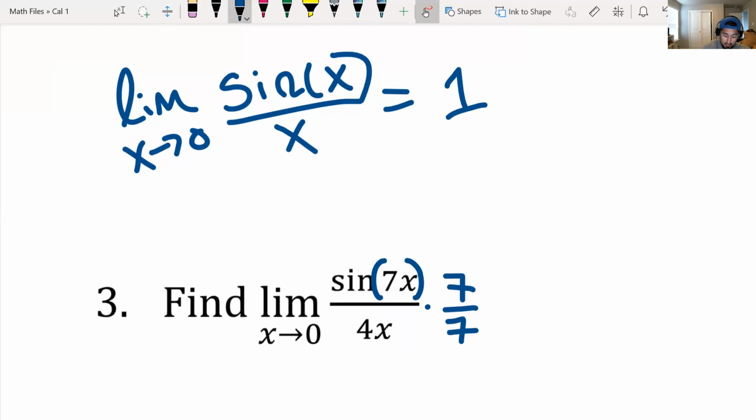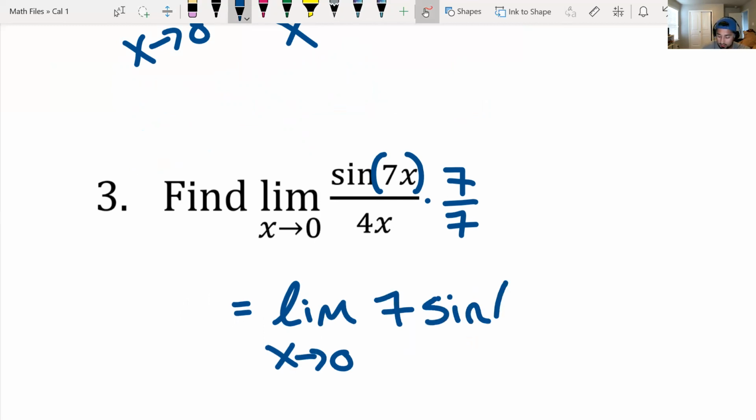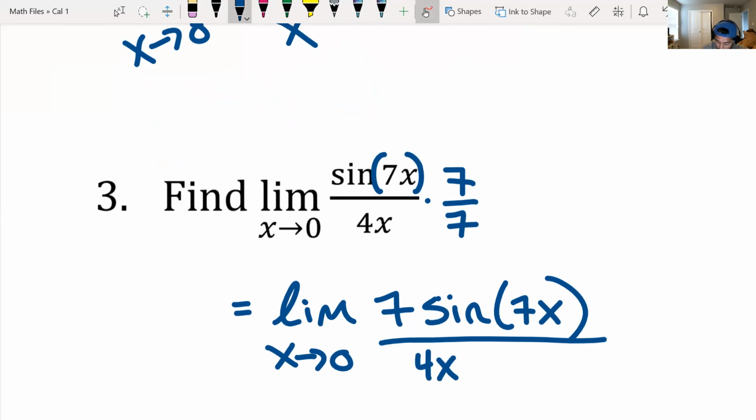Okay. And now, let's see what we have. We have the limit as x approaches 0 of 7 sine 7x over, and I'm not going to multiply the 7 and the 4 down here. I'm going to leave it as 4x times 7. There's a reason for this, so just give it a moment.